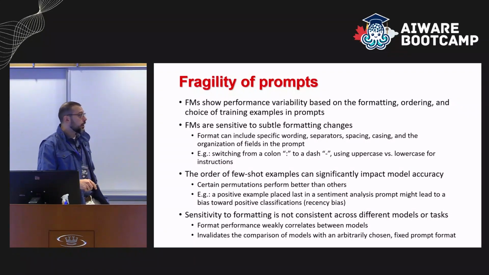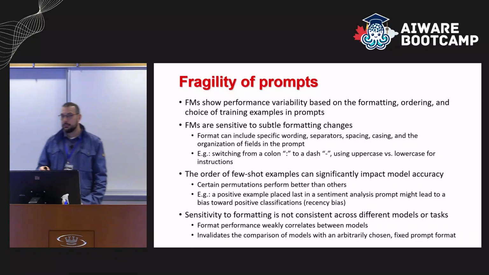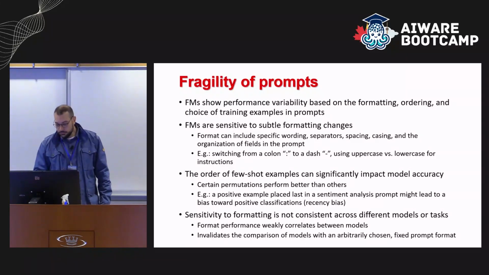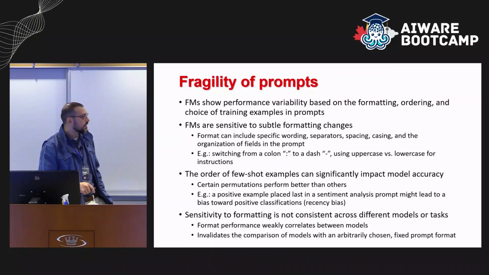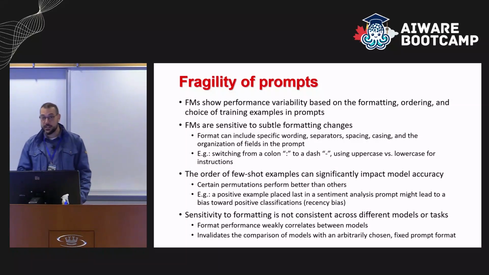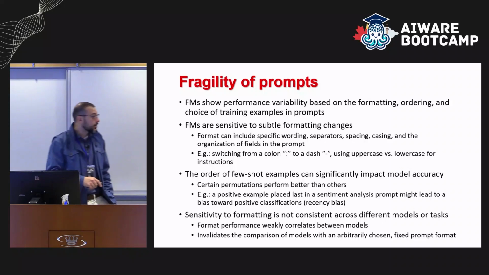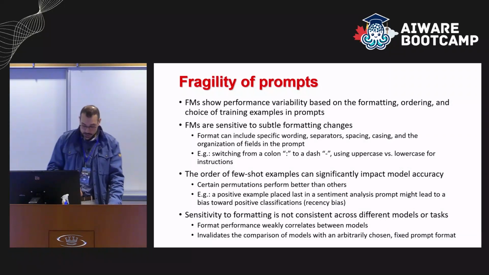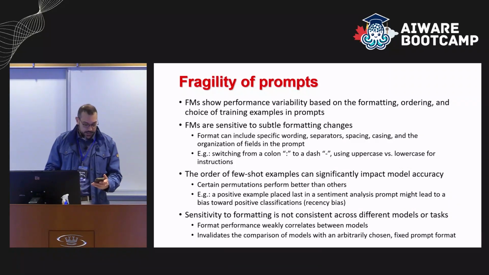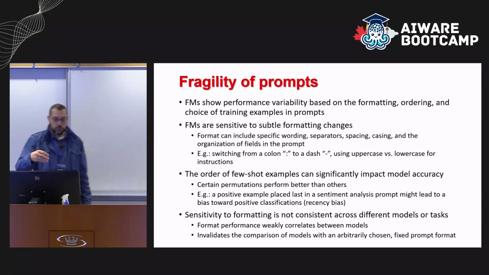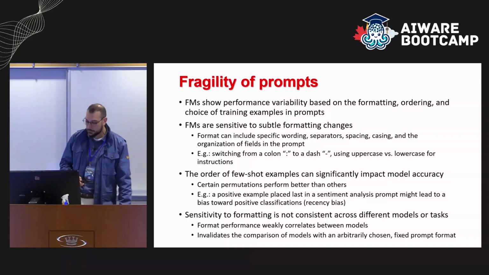The order of the few-shot examples also affects model accuracy. Certain permutations, meaning the order in which you give the examples, will be better than others. For example, a positive example placed last in a sentiment analysis prompt might lead to bias toward positive classifications. There are also papers showing this. Another result is that sensitivity to formatting is not consistent across different models or tasks. Some models are more sensitive, and some tasks lead to more fragility than others.